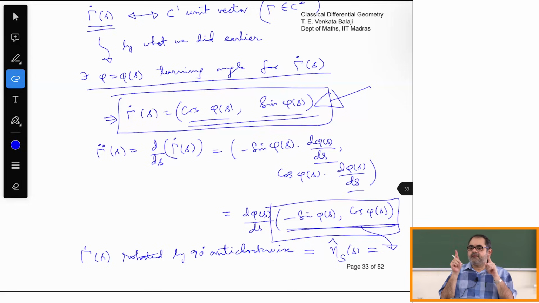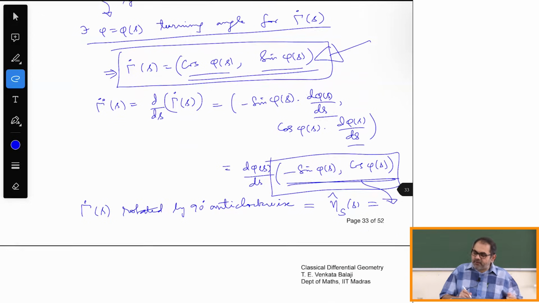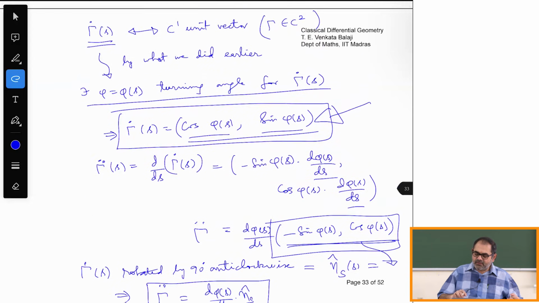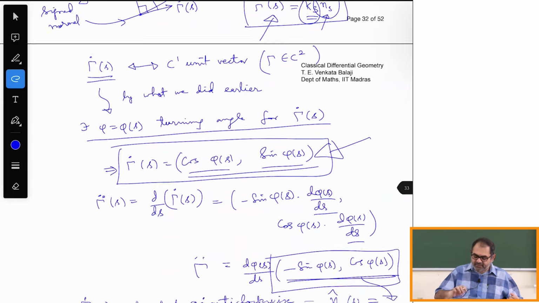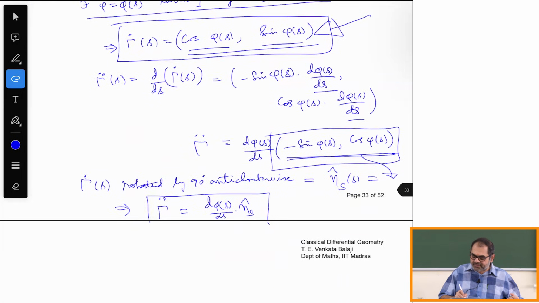If you rotate x comma y by 90 degrees anticlockwise, it will become minus y comma x. All right. So therefore, what are you getting? On the left side, you are getting gamma double dot is equal to d phi s by ds times ns hat. Now compare this with the geometric definition of gamma double dot. Gamma double dot is actually ks ns hat. That's how we geometrically defined it. But what we are getting is now gamma double dot is d phi by ds ns hat. Therefore, this ks has to be just d phi by ds.